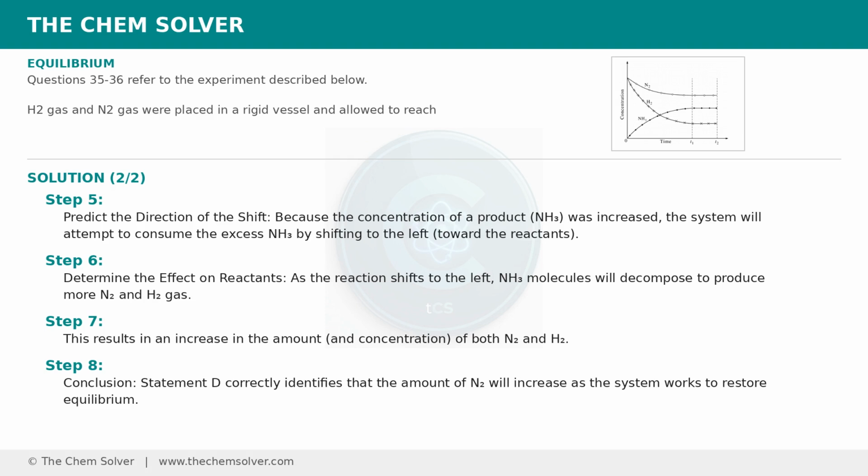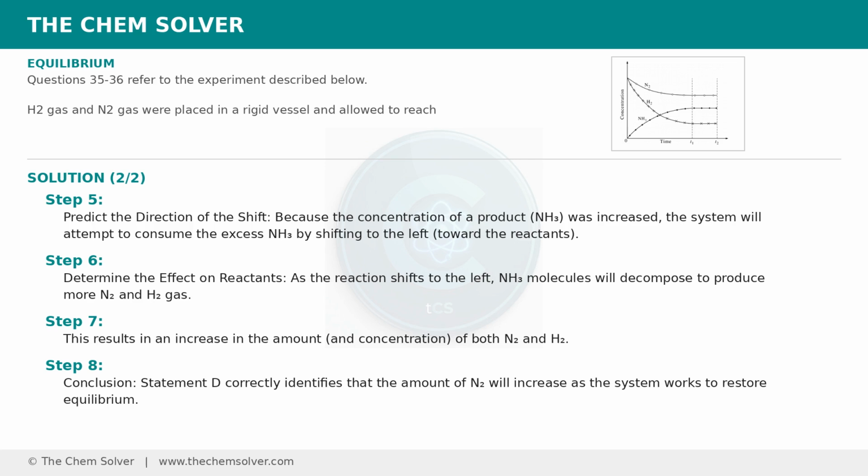Determine the effect on reactants. As the reaction shifts to the left, NH3 molecules will decompose to produce more N2 and H2 gas. This results in an increase in the amount and concentration of both N2 and H2.